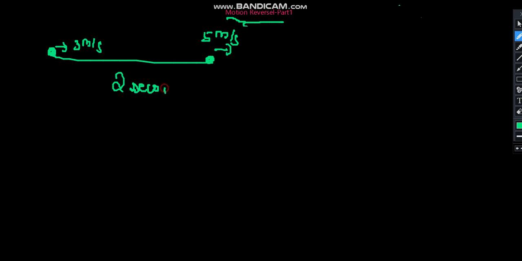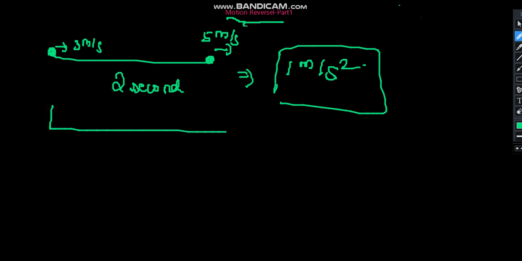In motion, there would be a body which is moving at 3 meters per second, and the final velocity will be 5 meters per second in 2 seconds. What will the acceleration be? The acceleration will be 1 meter per second square. This is what we learned in the first motion topic, some basics of motion only.